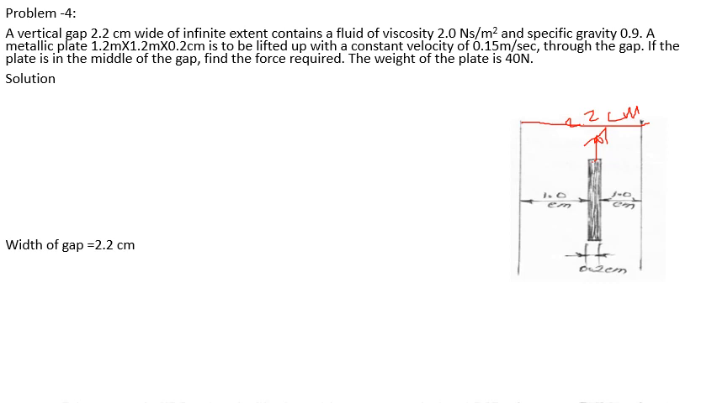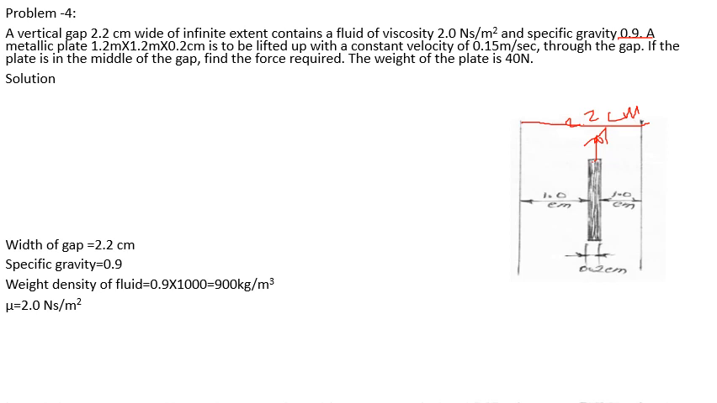So now the width of the gap is 2.2 centimeter. The specific gravity is given as 0.9. So the weight density of the fluid is 0.9 into 1000, that is 900 kg per meter cube. That is the density of the fluid. And the dynamic viscosity is given as 2 Newton second per meter square.